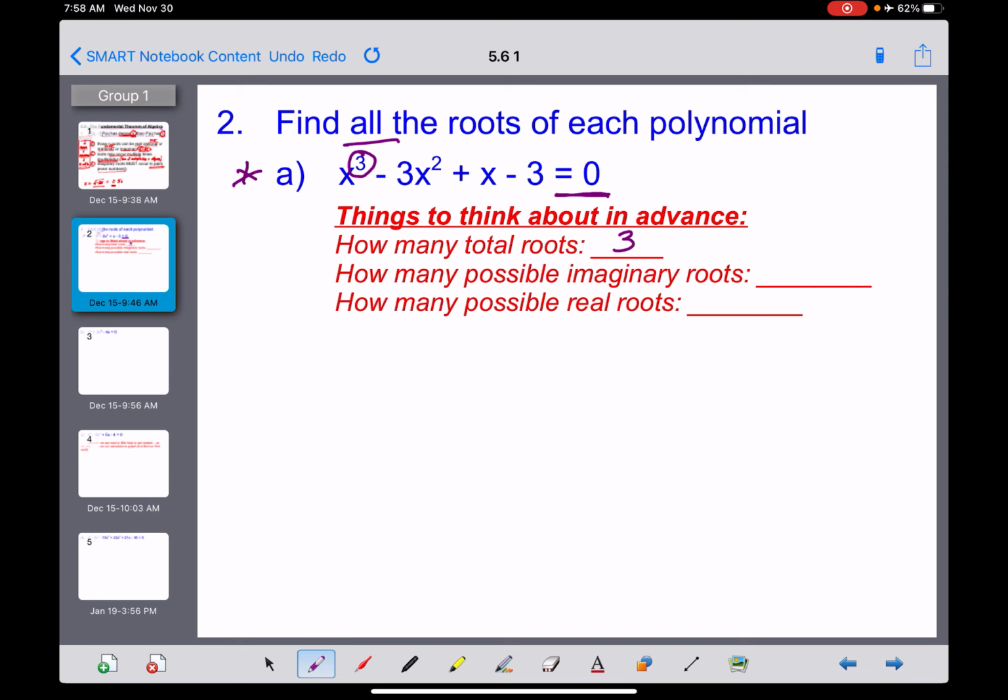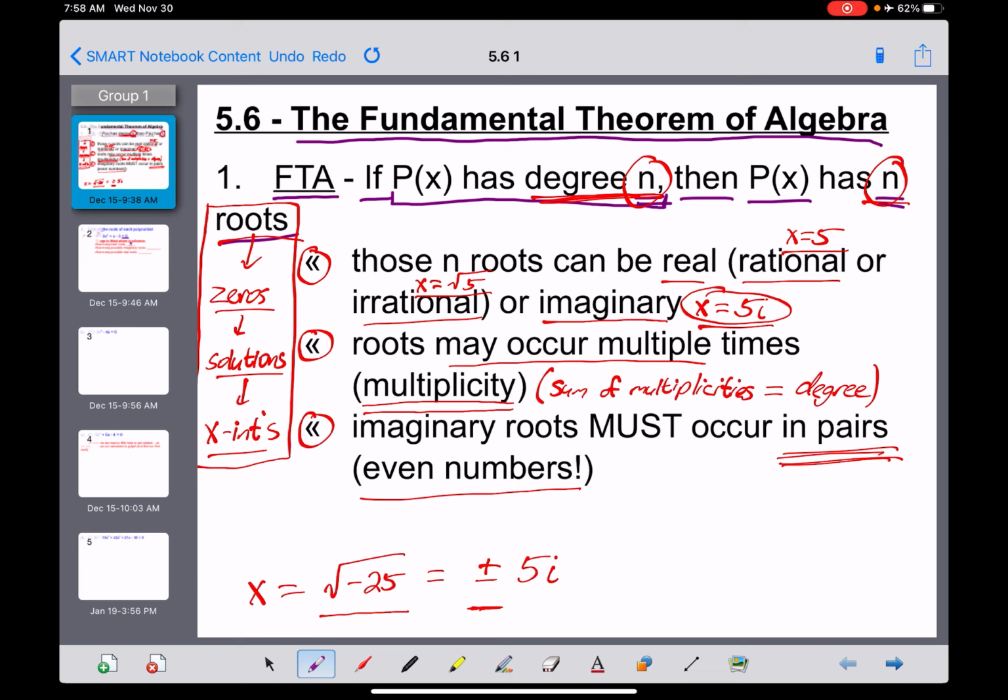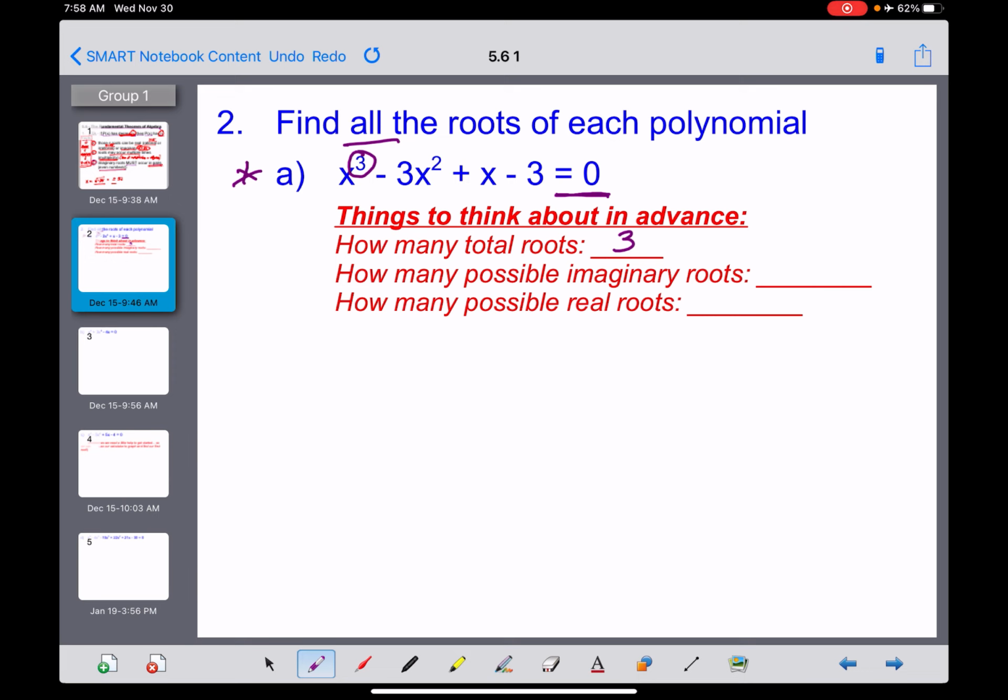That means that we should be expecting a grand total of 3 roots. That's the main takeaway from the fundamental theorem of algebra. However, those 3 roots, we said, can be either real or imaginary, and we need to talk about how many we could expect. So the next question I'm asking you guys, how many of those 3 roots could possibly be imaginary? Well, let's go back to this 3rd bullet point that we wrote right here. Imaginary roots have to occur in pairs. There has to be an even number. So you want to ask yourself, what even numbers here could we come up with that are less than or equal to 3? Okay, we could have 2 imaginary roots.